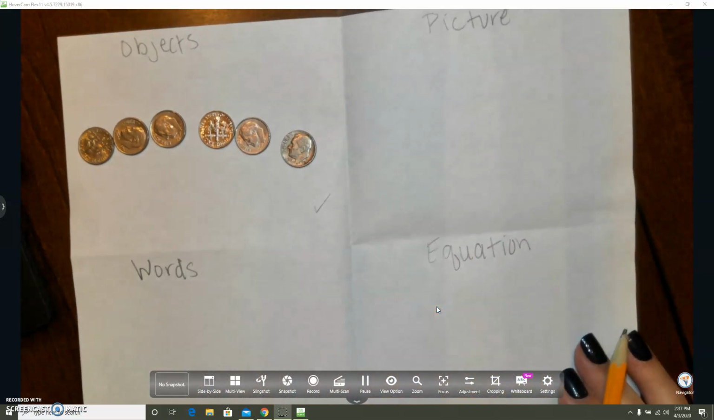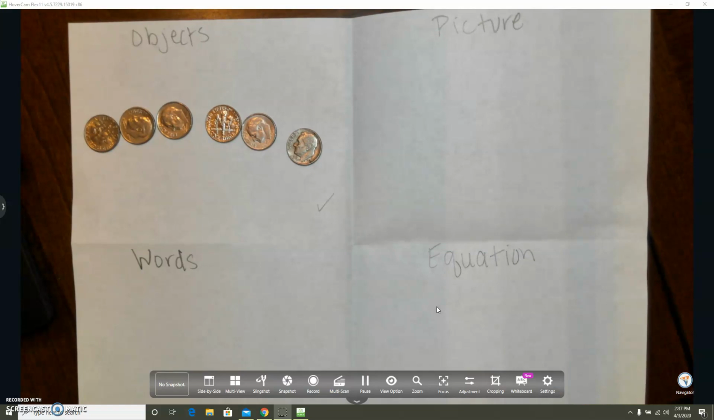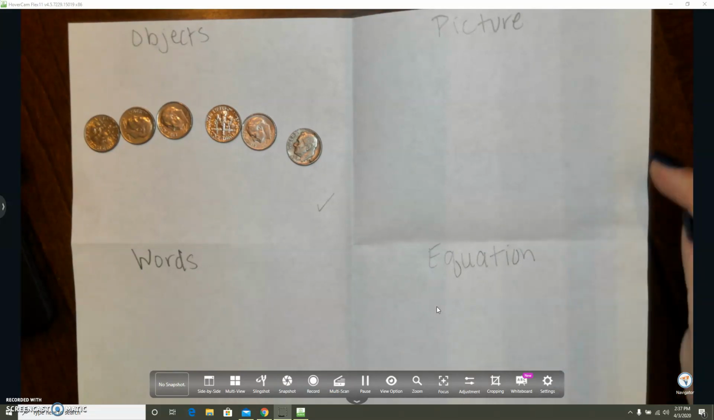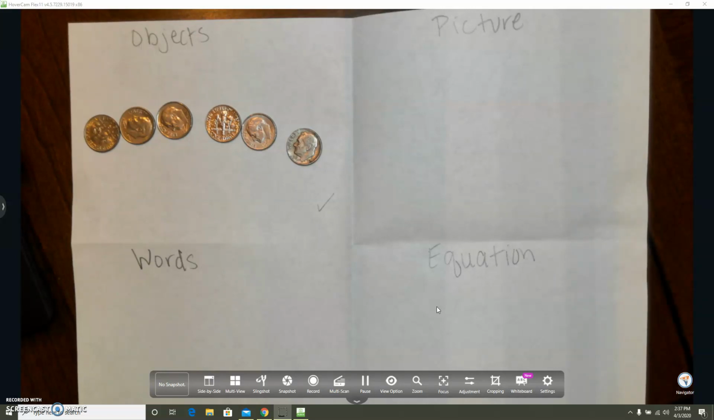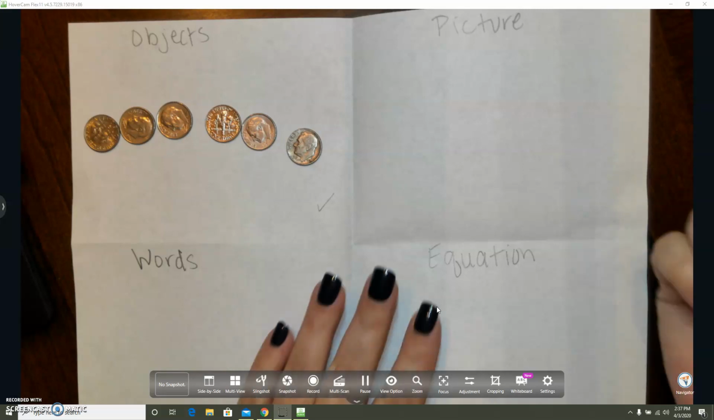You don't have to write a check mark, but sometimes it's nice to write a check mark to help you. So now let's go to the picture. We're going to draw a picture of our 6 dimes. Now, do you remember last week my horrible fishes that I drew? Those were so bad. I think maybe I'll do better at dimes because it's just a circle. So let's see how I do with the dimes.